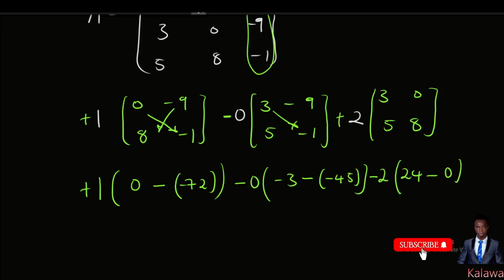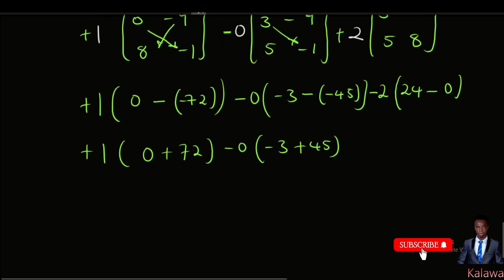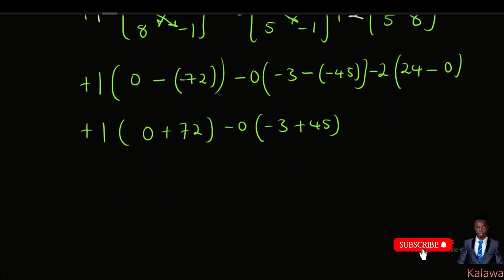So we go again, it is going to be positive 1 and 2. This is 0 minus times minus is plus 72. This is minus 0, so it's going to be minus 3. Minus times minus is plus 45. Plus 55. And we have here plus 2, it's going to be 24. So it's going to be plus 1.